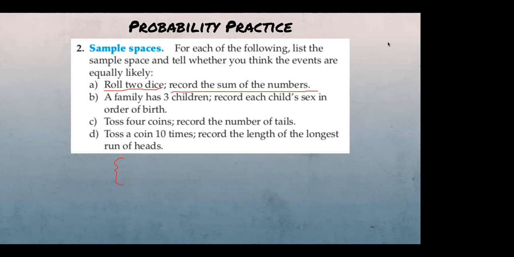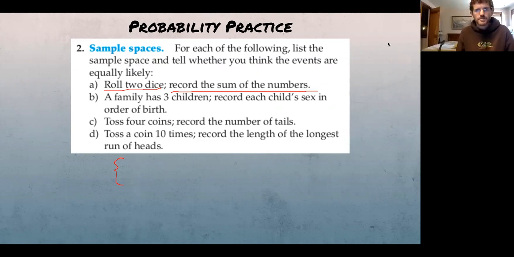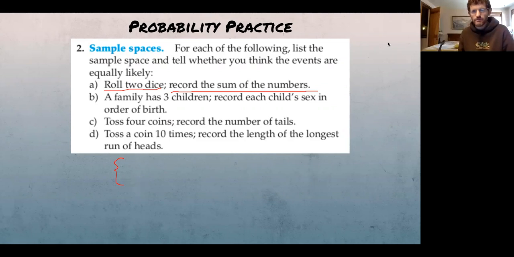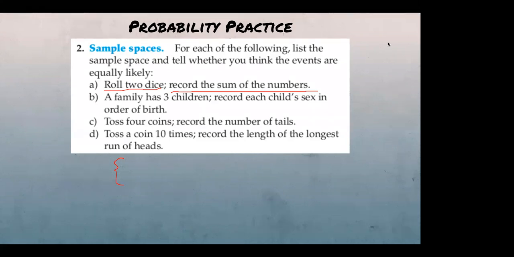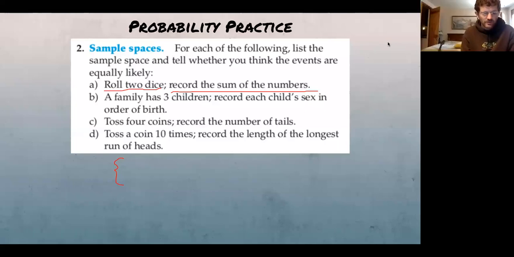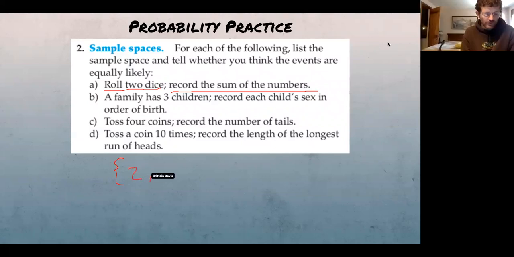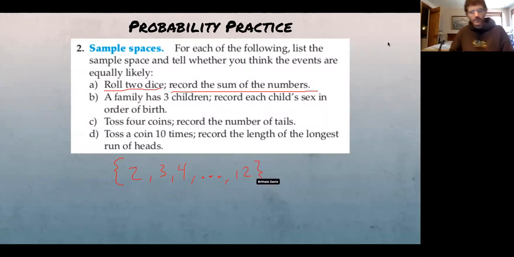Rolling a dice, and that is the event. The sample space, remember, is all possible outcomes. So what are the outcomes we could get from the sum of the numbers on 2 dice? 1 to 12? Or wait, 2 to 12. Sorry. There you go. So 2 to 12. So you can get 2, 3, 4, all the way up to 12. So that's the first part of the question.